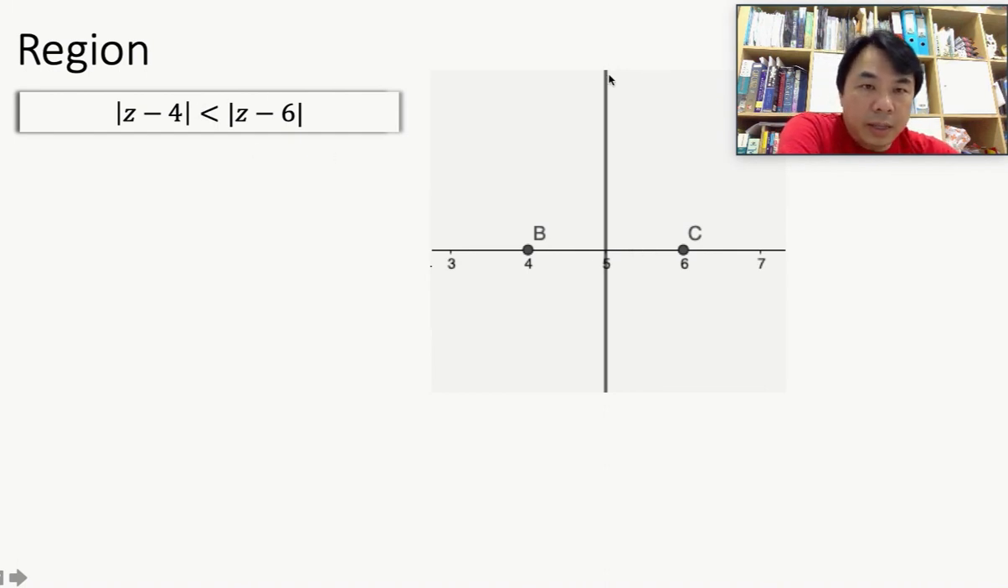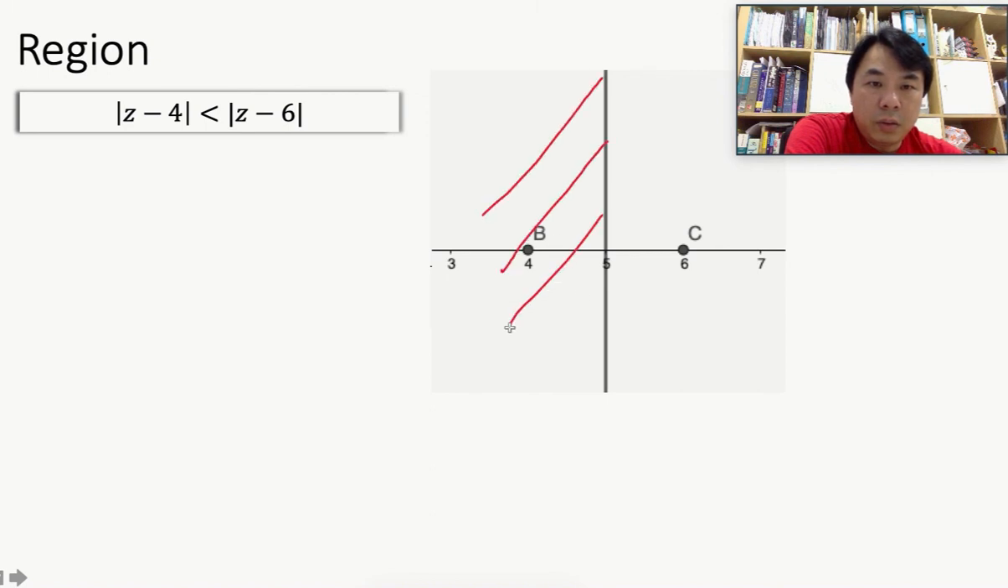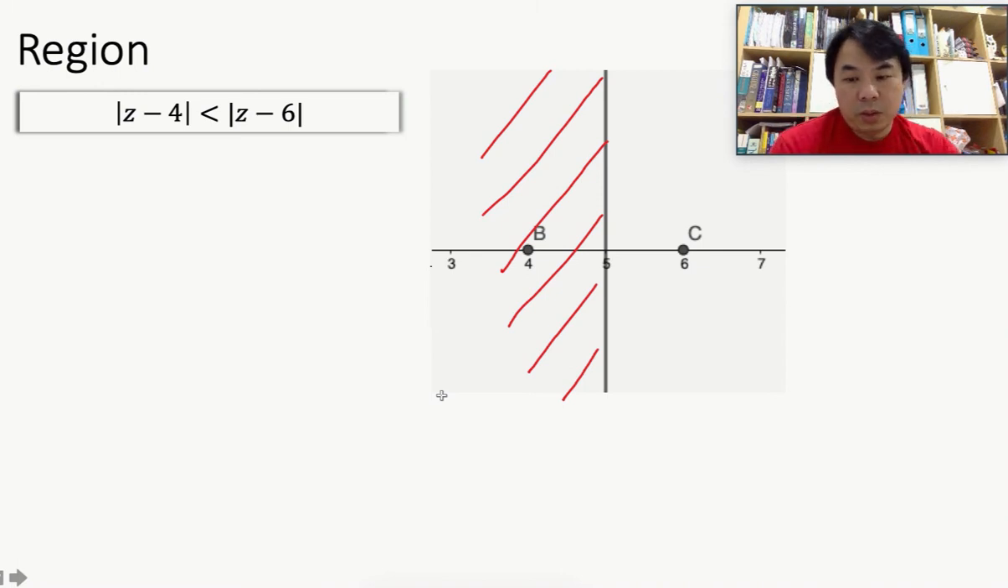Now if this is an equal sign, yes, it's a line. If it is less than, it actually shows a region, the region on the left hand side. So the region on the left represents the solutions to this inequality. So I hope that is clear. It's a very simple task to identify the region represented by this inequality. Okay, I'm going to move on to the next one.